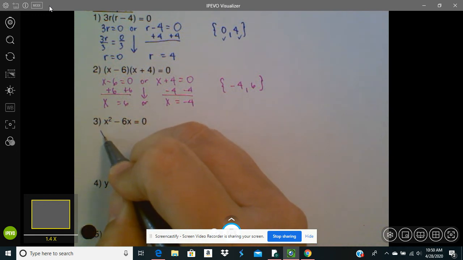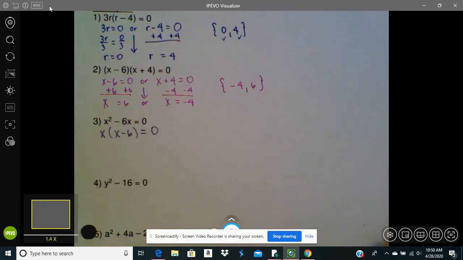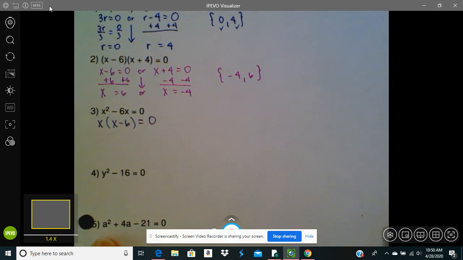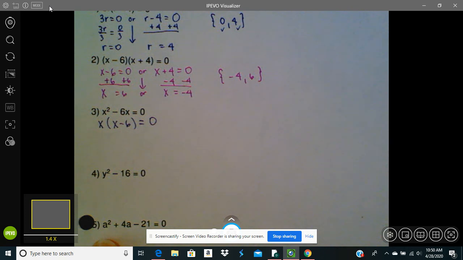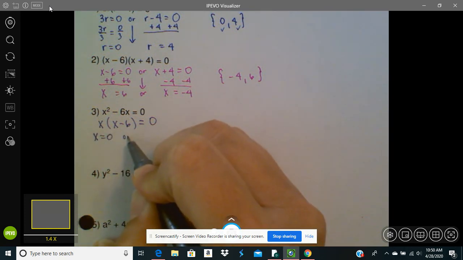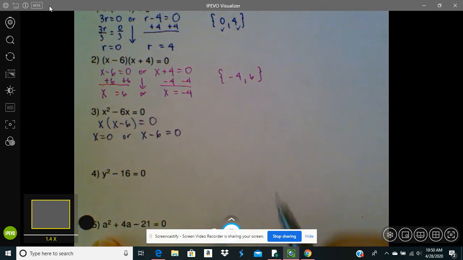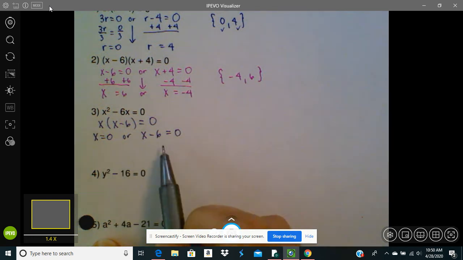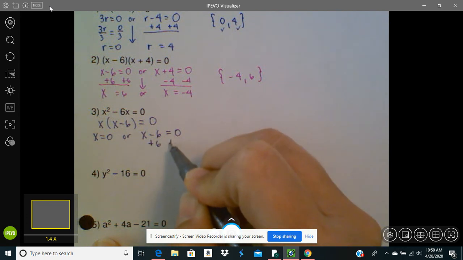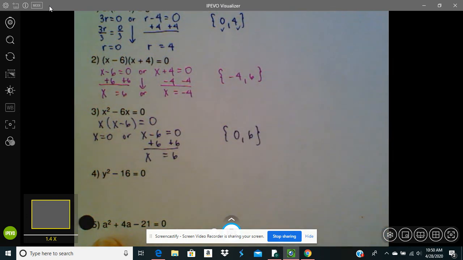I have a greatest common factor of x. When I divide it out, I'm left with x minus 6. All right. Now it looks like example 1. So let's work through it. This means either x equals 0 or x minus 6 equals 0. So in order, this is already solved. That's nice. Now let's look at this one. In order for x minus 6 to equal 0, that means that x has to equal 6. So my solutions are 0 and 6.